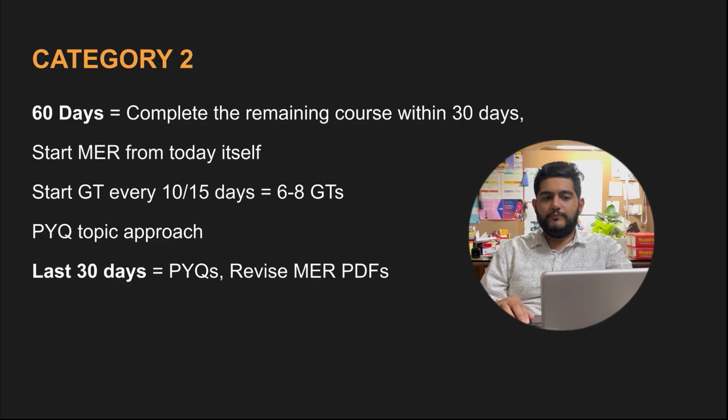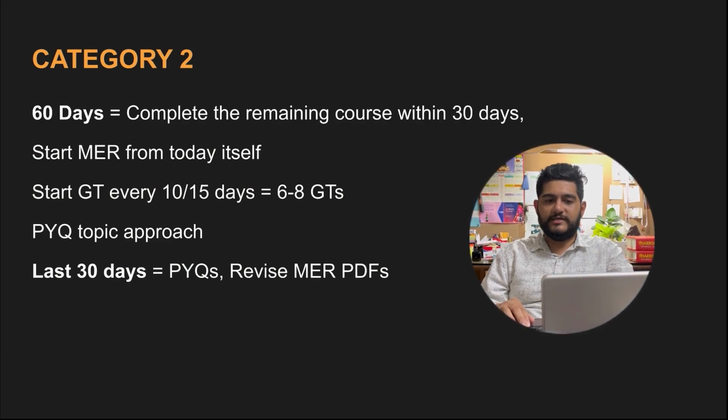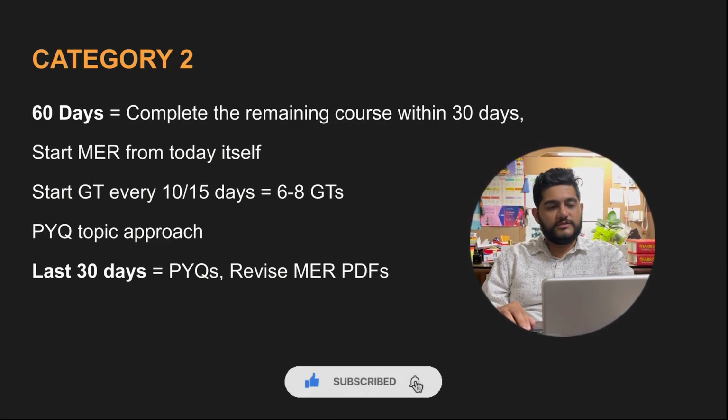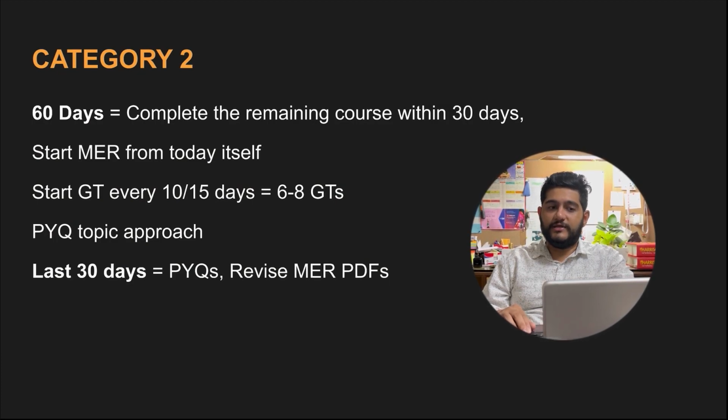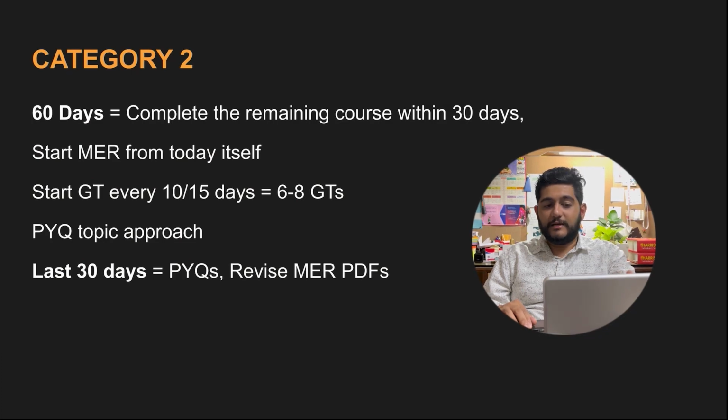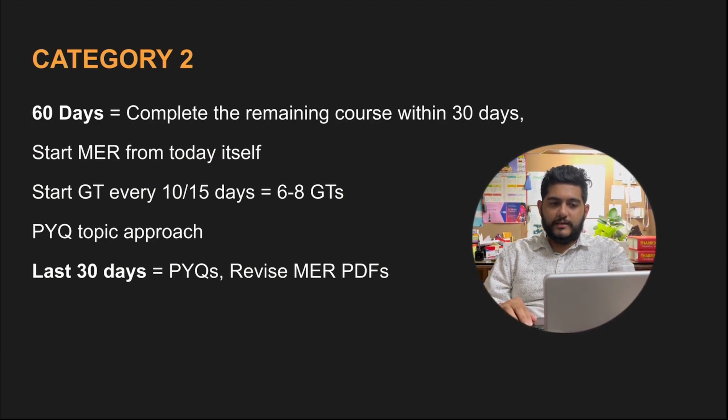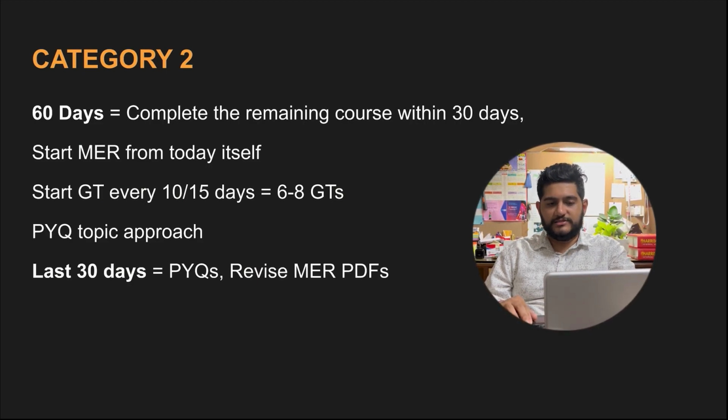For category two, you have to complete the remaining course at least within 30 days. You have to start the Midnight Express series from today itself. You can give a GT every 10 to 15 days, which would sum up to around 6 to 8 GTs, and then the PYQ topic approach. And the last 30 days, again, PYQs and the revision of the MER sessions.